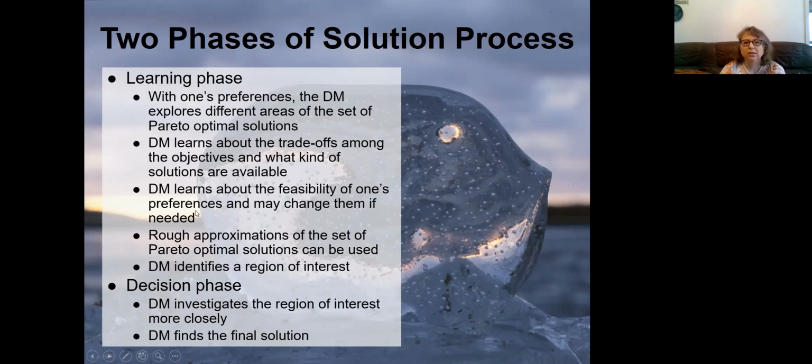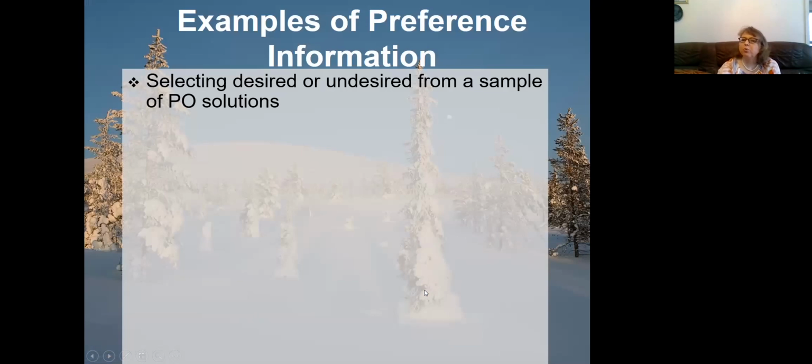But as said many times, we can identify this kind of phases when we follow the solution process of decision makers. Examples of preference information are, for example, that we give a small set of examples of Pareto optimal solutions to the decision maker to choose from, to show which of these solutions you like most, or in the opposite case, show which of these solutions you don't like at all. So what kind of solutions you would like to avoid.